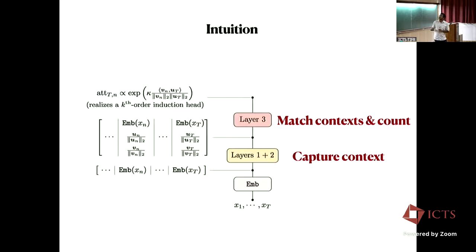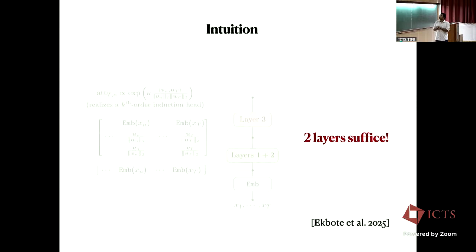The very high-level idea is that the first 2 layers help you capture this kth order context, and this uses a smart way of combining the context into some Euclidean vector. And layer 3 does the normal notion of counting and matching that we saw before. So this was the main result, last year. But in the last few months, we showed that you can even get it down to 2 layers. You don't really need 3 layers. This is on arXiv, it's not yet published, but if anyone is interested, you can take a look.